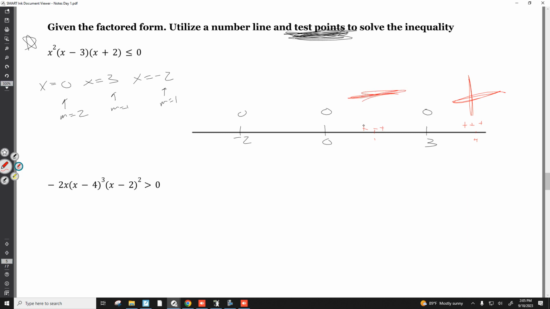Keep going, because you guys aren't done yet. Keep going, especially if you're just watching and copying down. Not calculator. Keep going. What are you copying down? Stop copying down. I want you to use a test point. -3 plus 2.